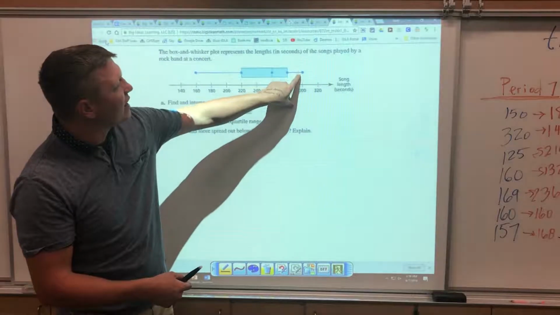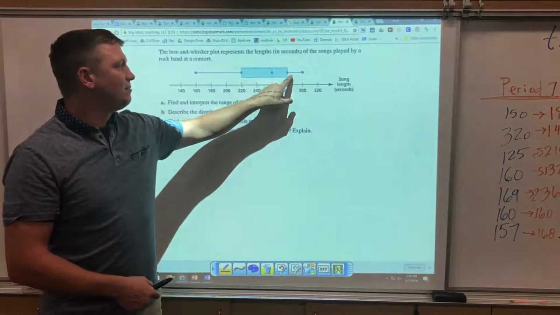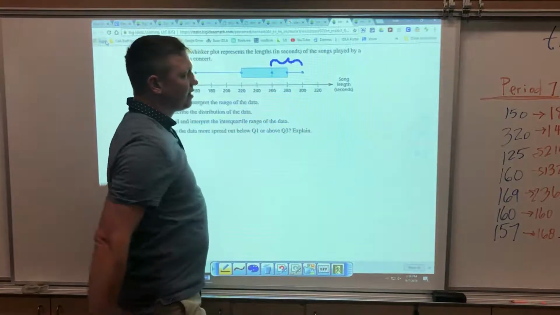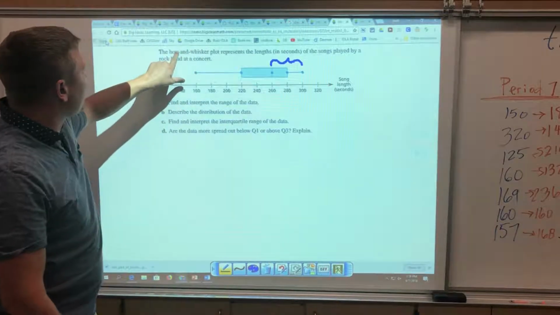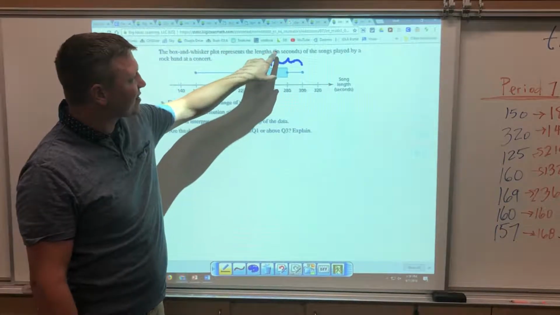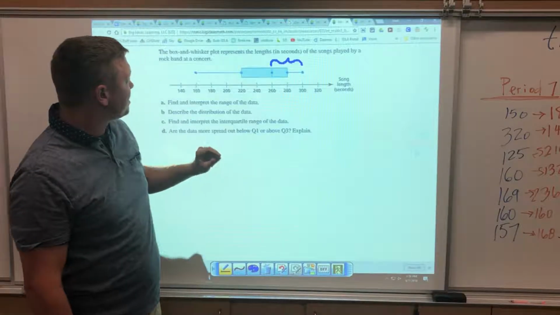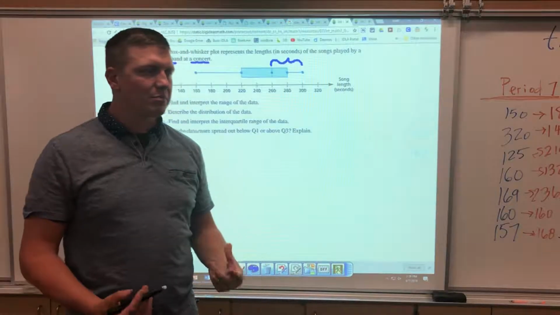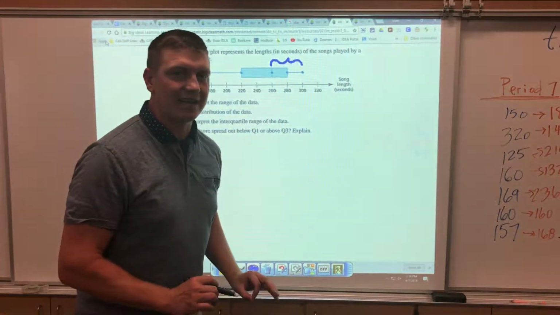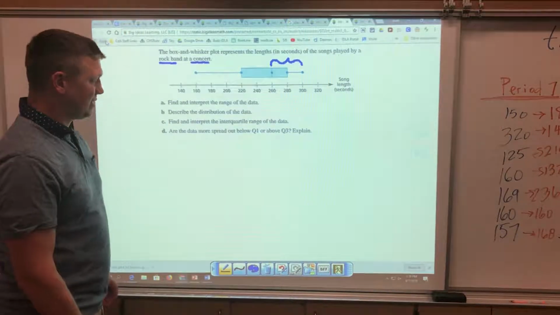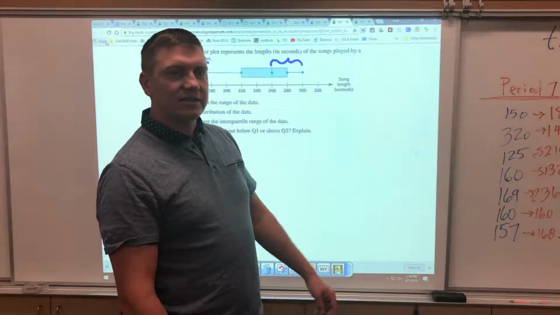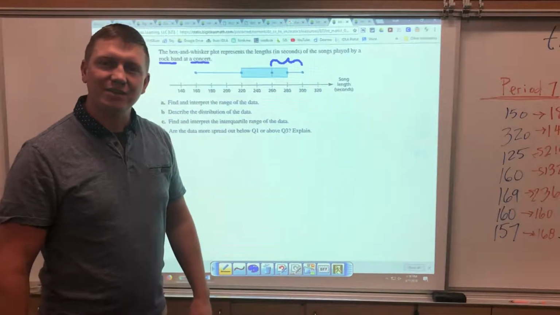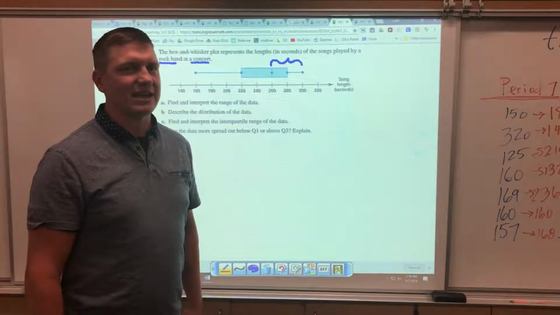It's obvious to me right here that this short little whisker on the top means that most of their songs are actually played within this range right here. Okay, so it says right here, box and whisker plot represents the length of songs in seconds played by a rock band at a concert. I don't know why they care so much about the length, but somebody's analyzing all of this data and paying attention to it. And people actually get paid big bucks to analyze data for various reasons, especially in scientific communities or scientific research and things like that.